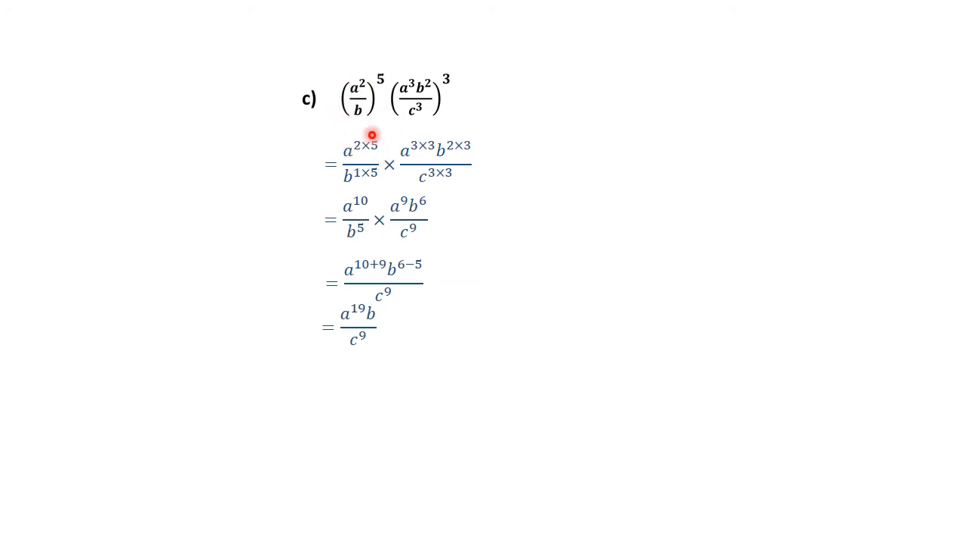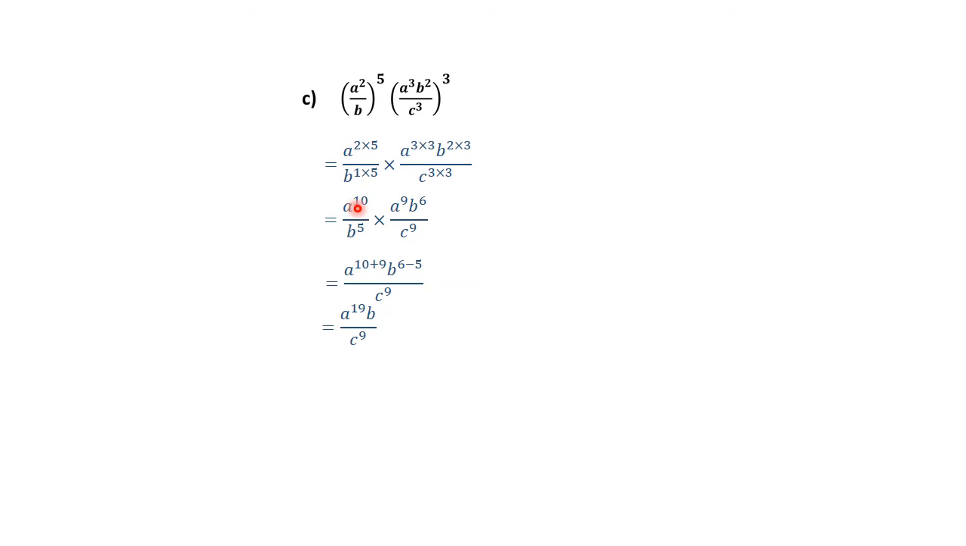2 times 5, 10. No power means 1. 1 times 5, 5. Now the second expression. 3 times 3, 9. 2 times 3, 6. 3 times 3, 9. Now I will simplify it.